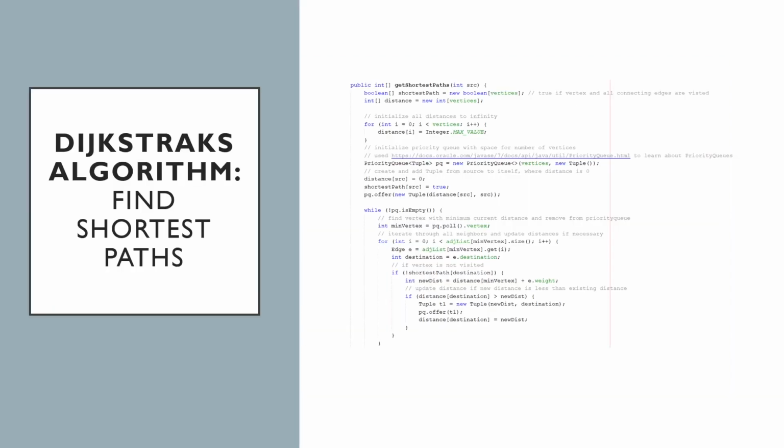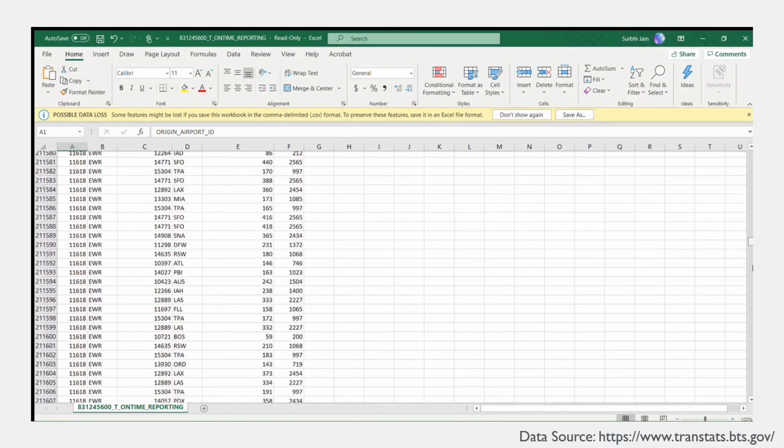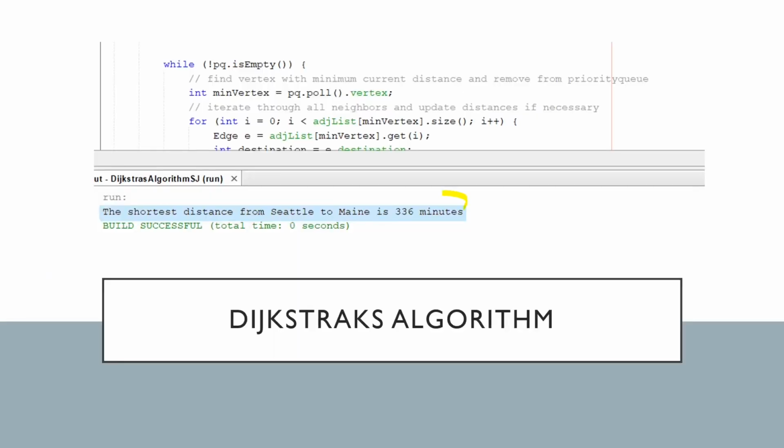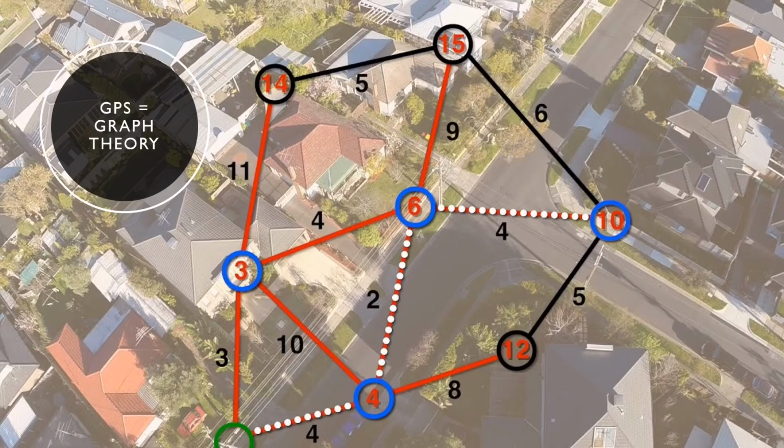As you can see here, I programmed Dijkstra's algorithm, an algorithm that finds the shortest path between nodes. I got data on hundreds of thousands of flights and loaded it into the program, and I can now find that I could get from Seattle to Maine in 336 minutes. This same concept is how Google Maps finds the best route for you to take.